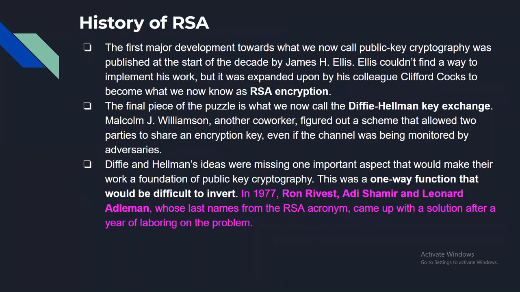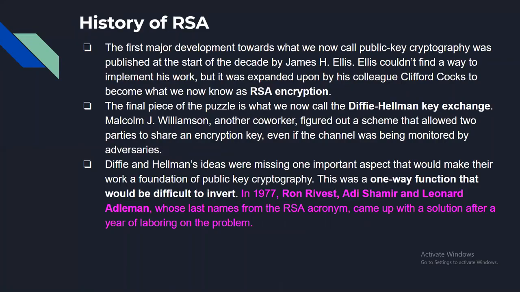Now if I talk about some history of RSA, as I told you, this was given by three people, and now we call it public key cryptography. That was given at the start of the decade by James H. Ellis, because he couldn't find a way to implement his work, and that was expanded by his colleague Clifford Cocks to what we now know as the RSA algorithm and encryption.